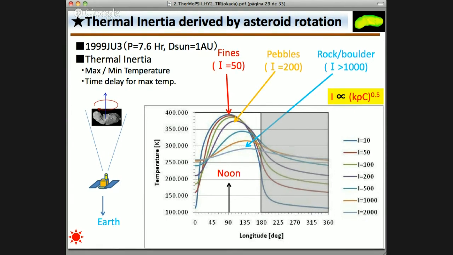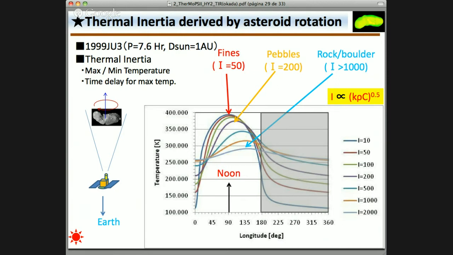And there are some important regions we are tracking. Actually, we take an image every 5 or 10 minutes, so an important region can be tracked from time to time, and the detailed thermal inertia can be determined.